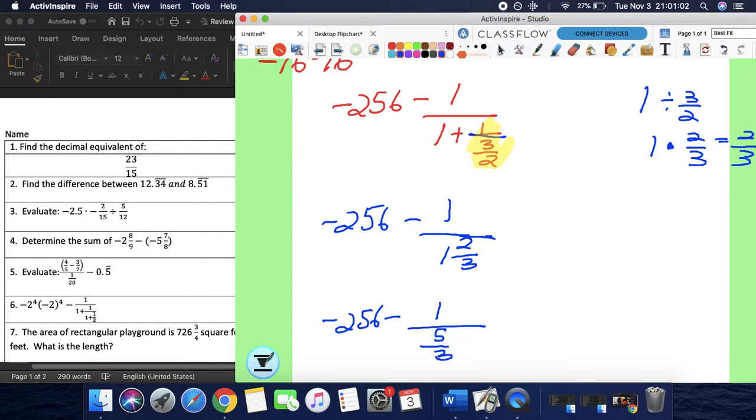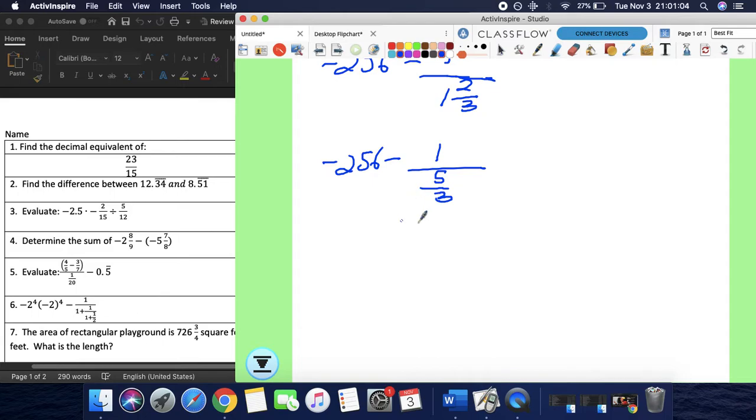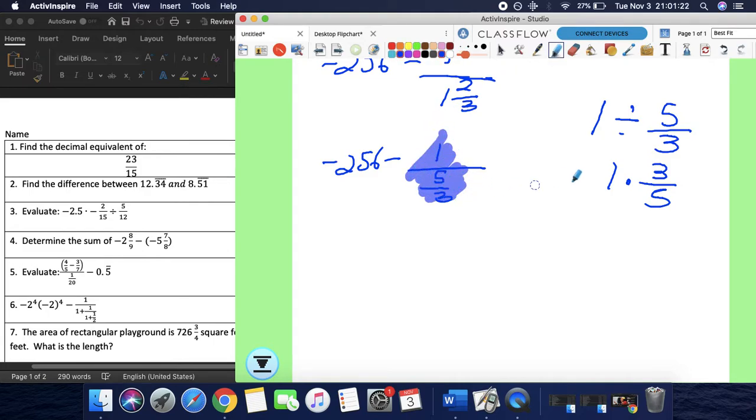And again, let's take care of this part, and that's the same thing as 1 divided by 5/3, which is the same thing as 1 times the reciprocal, which is 3/5. So again, let me highlight this whole thing. This whole thing is the same thing as 3/5.